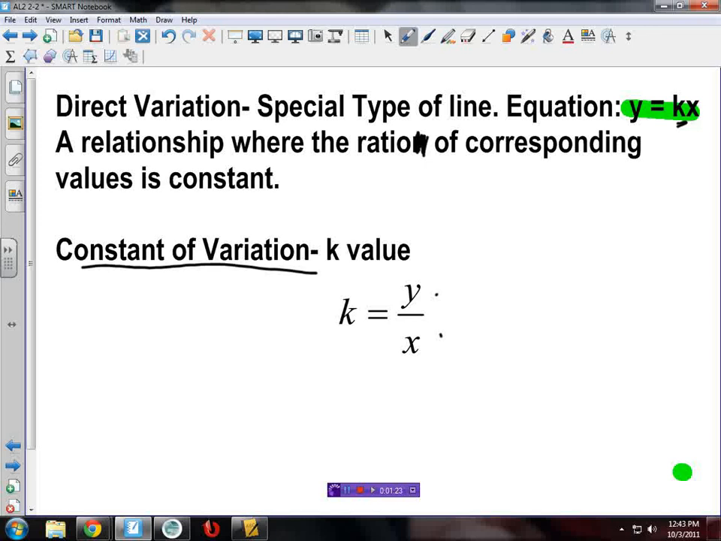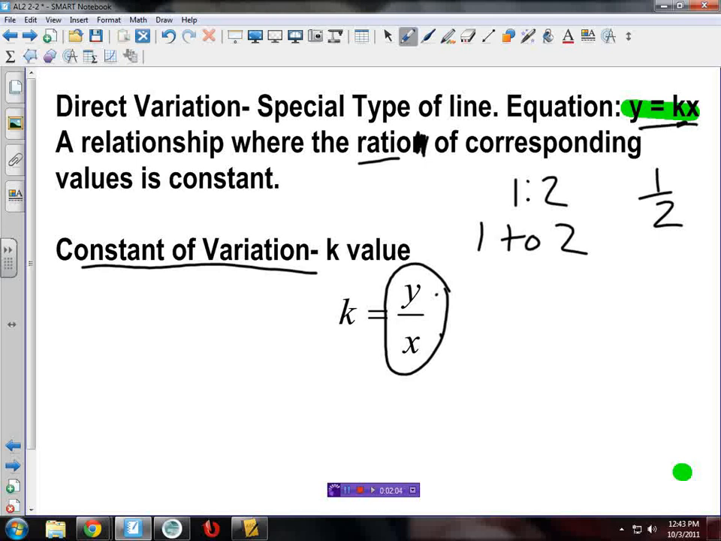Now, what do ratios look like? You could write it like that, and I could also say that's 1 to 2. What's the other way that we can write that as a ratio? As a fraction. Do we have a ratio right here? Yeah, and what that means is no matter which y and x you take, if they're both in your equation, that ratio is going to be the same. That ratio is not going to change.